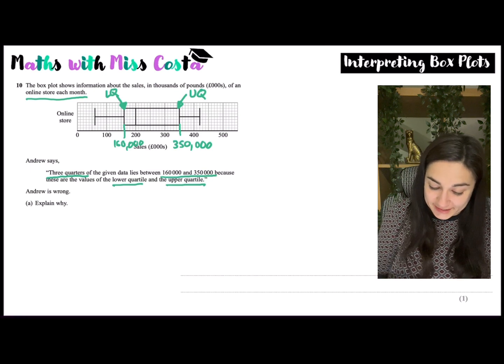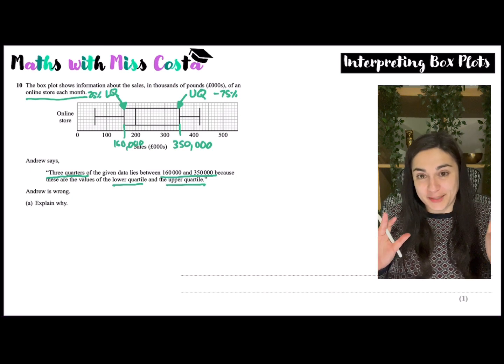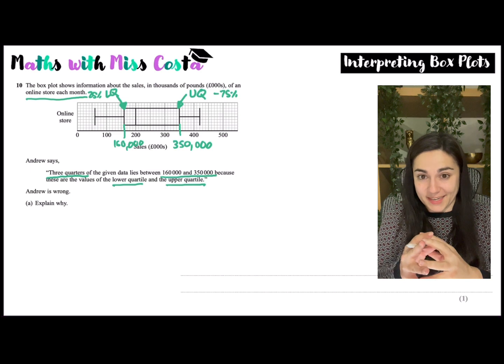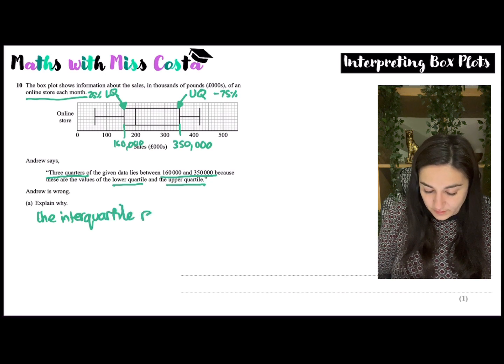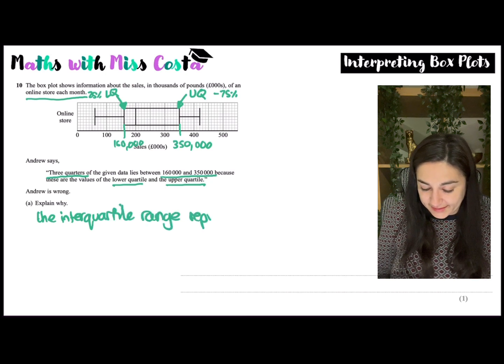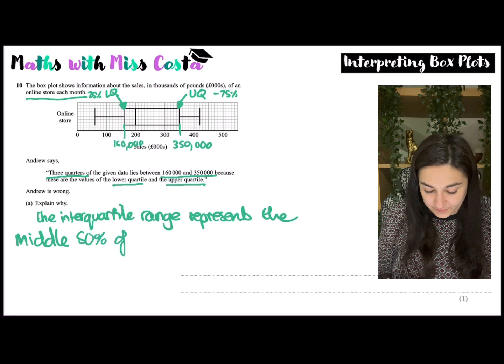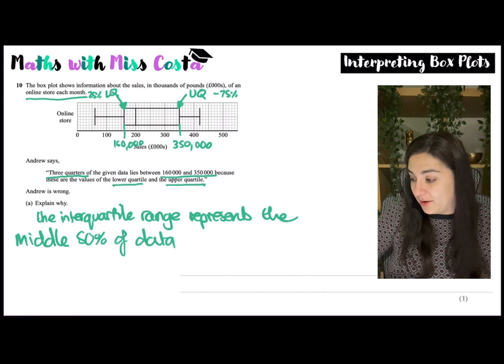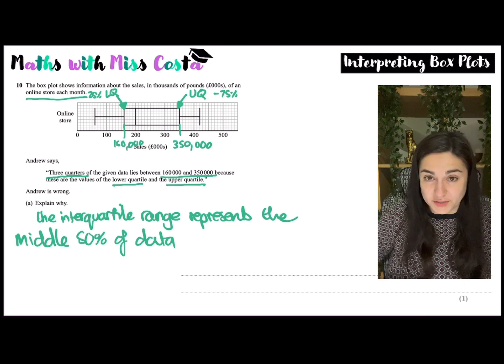So the upper quartile is the top 75% of the data. This is where the 25% mark lies. So the difference between 75% and 25% is 50%. So the interquartile range represents the middle 50% of data. So that is why he is wrong. The interquartile range is half of the data, not 3/4.